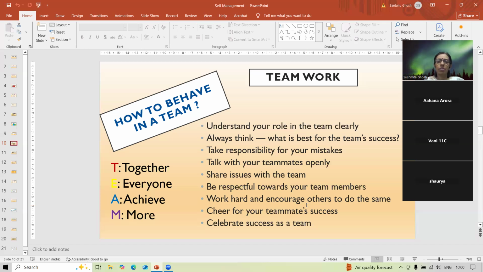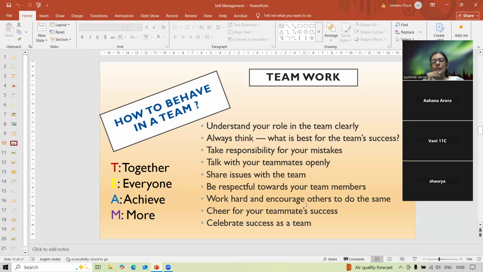You are an entrepreneur. You run a business. You are working in an organization. You are working under somebody. You are being employed by somebody. You are working for someone. Everywhere it is very important for you to work in a team. You will not work individually. Of course, you'll have individual responsibilities, but you will always be a part of the team.